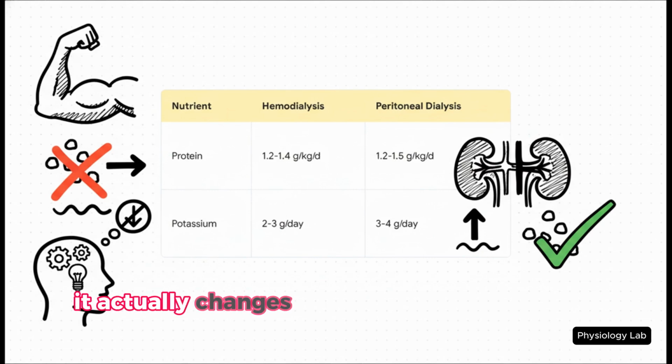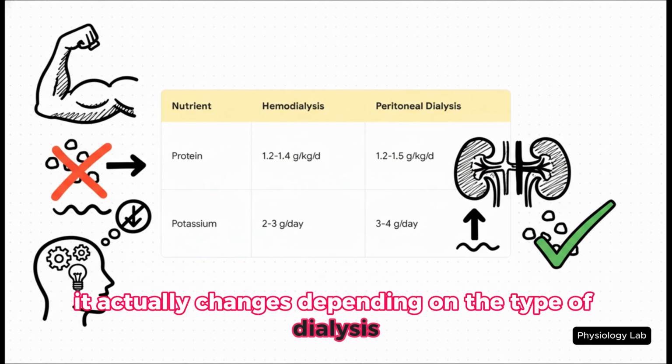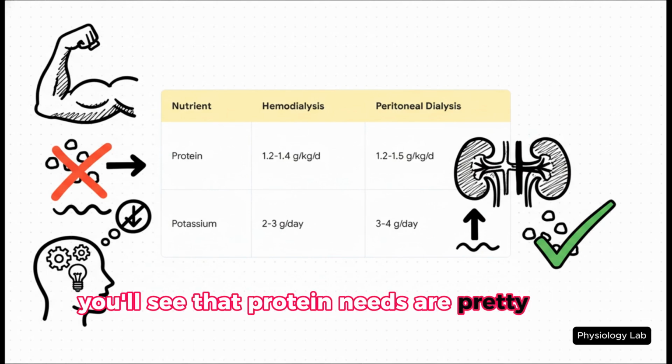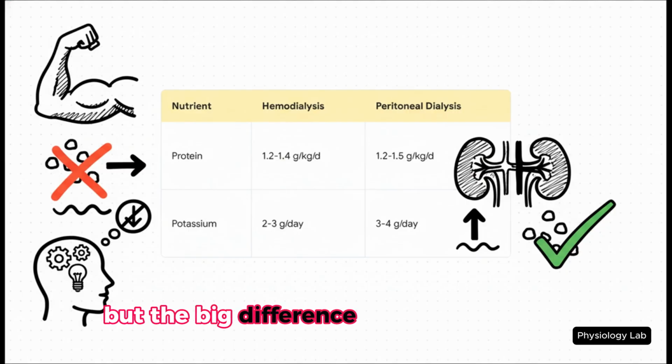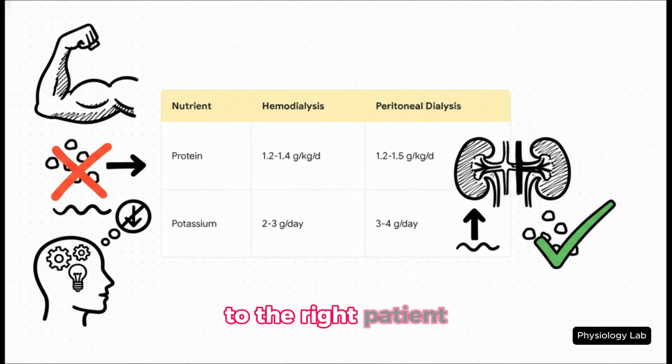It actually changes depending on the type of dialysis. So you'll see that protein needs are pretty high for both. But the big difference is with potassium. For a patient on hemodialysis, potassium is much more restricted than it is for someone on peritoneal dialysis. Understanding why that is helps you give the right education to the right patient.